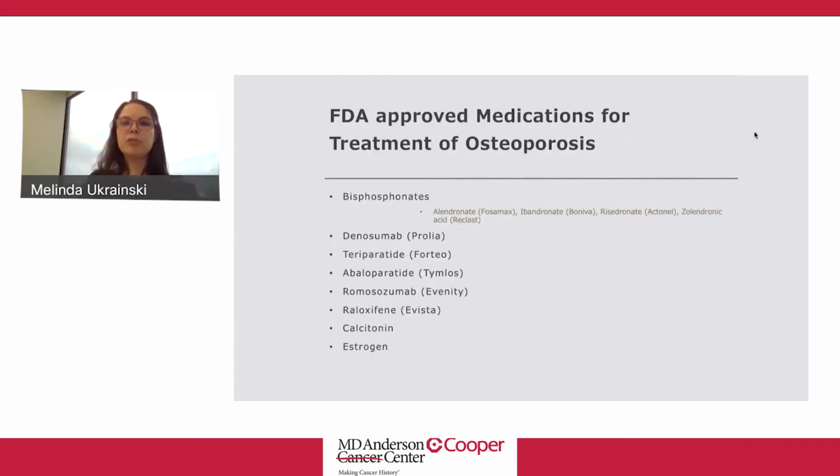FDA-approved medications for the treatment of osteoporosis include bisphosphonates, and there are several of these that we use. There's alendronate, ibandronate, risedronate, zoledronic acid. I did put the brand names next to them, as you may be more familiar with. We also have denosumab, teriparatide, abaloparatide, romosozumab, raloxifene, calcitonin, and estrogen.